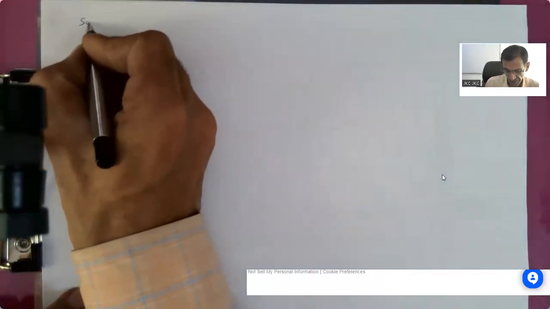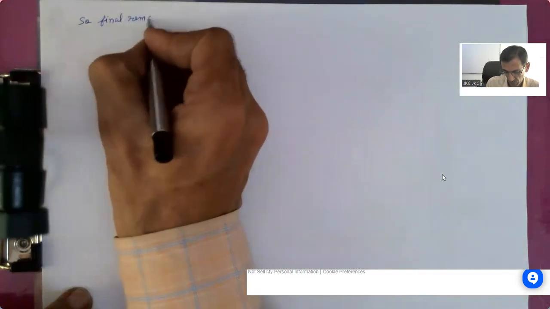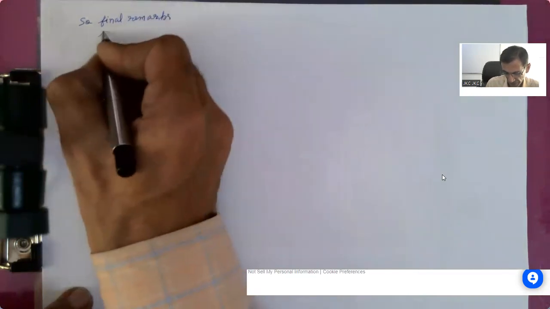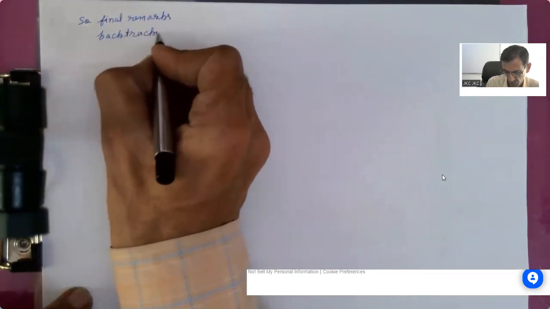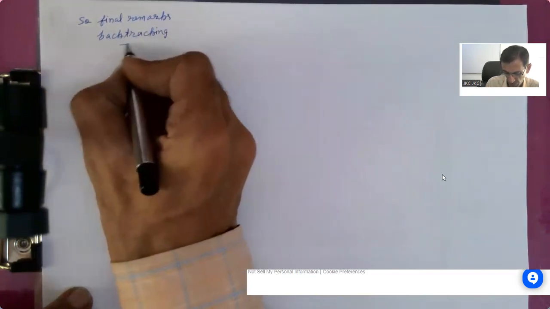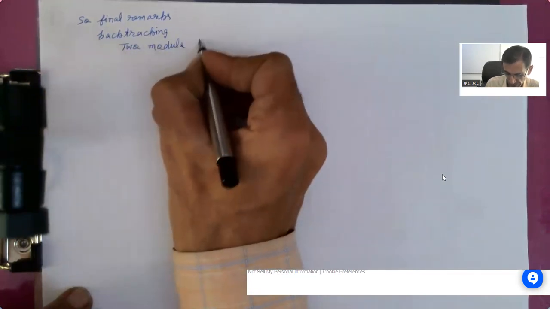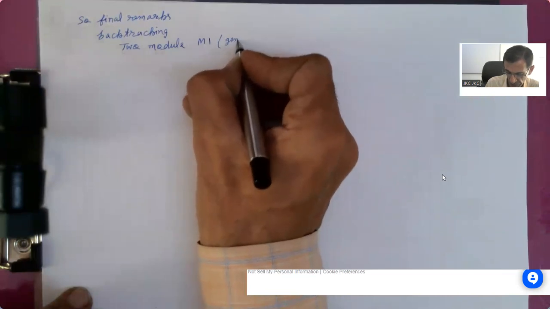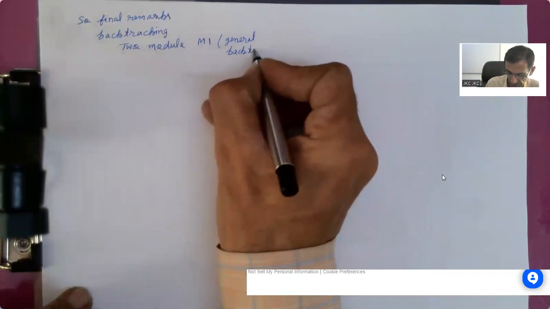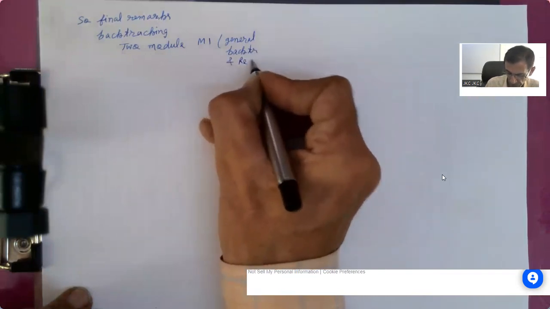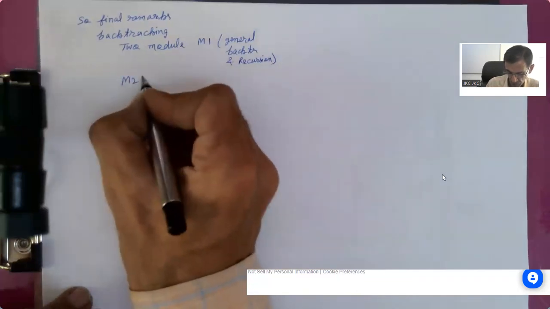So, the final remarks. Now I can easily see that programming with backtracking is very simple, and we have effectively divided the whole logic into 2 modules: module M1, which takes care of the general backtracking and recursion logic, and the bounding function or problem-specific characteristics in module M2.